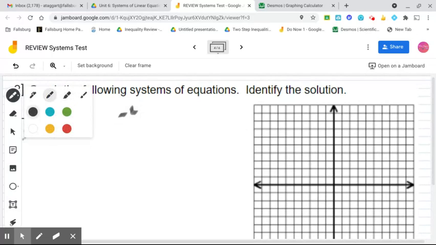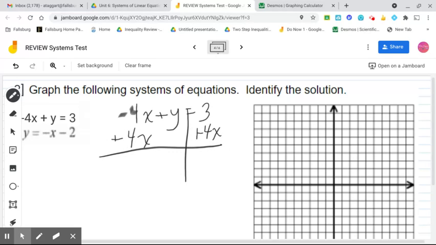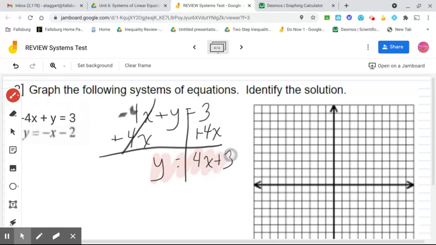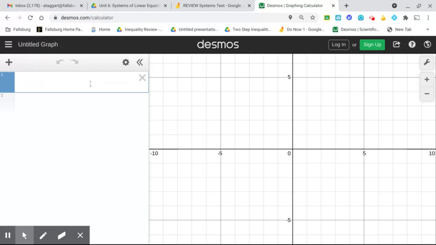I have negative 4x plus y equals 3. So I want to get y by itself. I'm going to add 4x to both sides. So the 4x's will cancel, and I'll have y equals 4x plus 3. So the equations that I'm going to graph are y equals 4x plus 3 and y equals negative x minus 2. But I don't have to graph them on my own. I can use my calculator, the Desmos calculator. So I'm going to graph negative x minus 2.